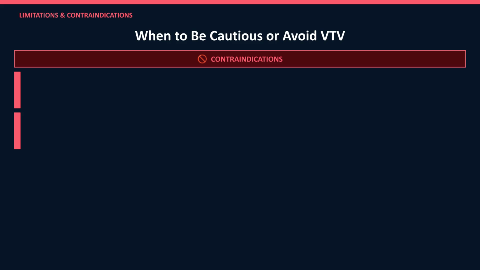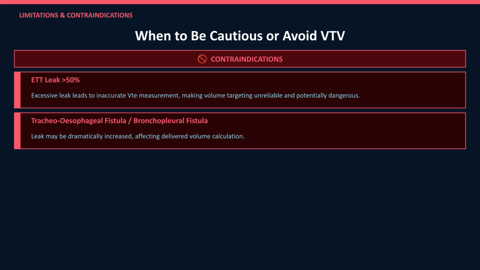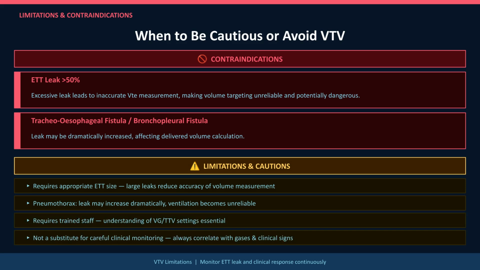Contraindications for VTV include an endotracheal tube leak greater than 50% or the presence of a tracheoesophageal or bronchopleural fistula, as this compromises volume measurement reliability. Limitations include the need for an appropriately sized ETT and trained staff. VTV is not a substitute for careful clinical monitoring.